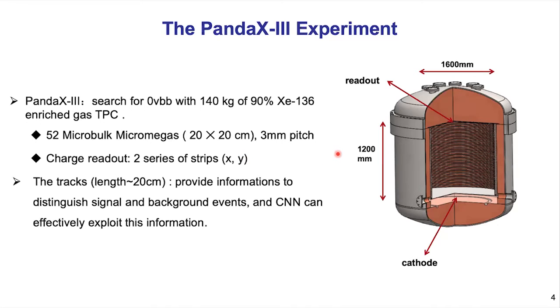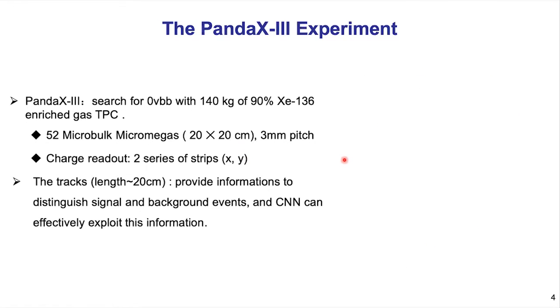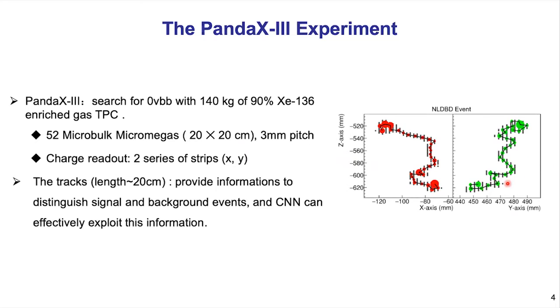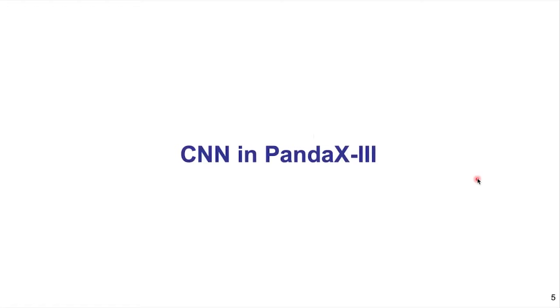As shown in this figure, this is a projection of the track in XZ and YZ plane of a neutrinoless double beta decay event from our simulation. The track is at 20 centimeter level. It could be used to distinguish the signal and the background events, for example, by using the blobs here. Yet there are several ways to distinguish signal and background events. Here, we're using machine learning to do so. So now let's step into CNN in PandaX-III.